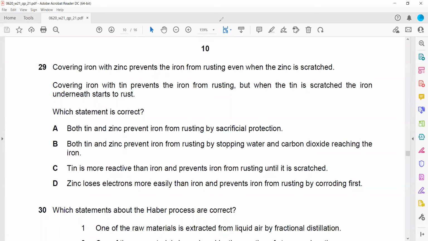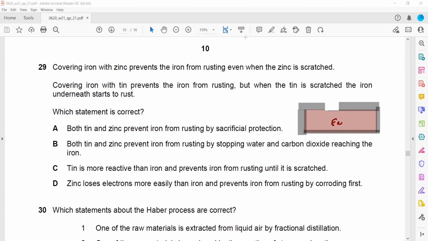For example, this is a piece of iron. And we are protecting it by placing a layer of zinc. This technique is known as galvanizing. It is completely protected, covered with a layer of zinc. But what if part of the layer is scratched or removed? Then what will happen now?